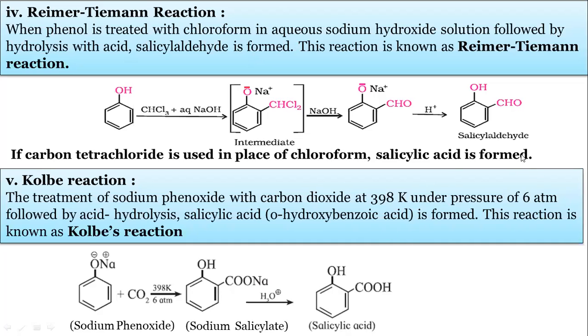In the Riemer-Tiemann reaction, we can also get salicylic acid. But we have to use carbon tetrachloride instead of CHCl3, then we will get salicylic acid.